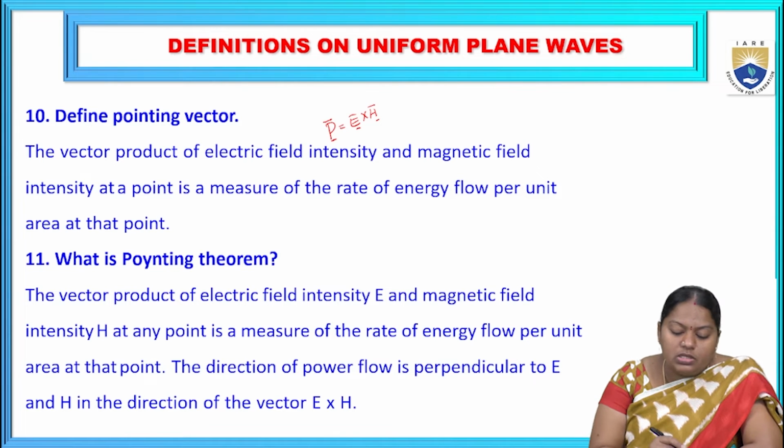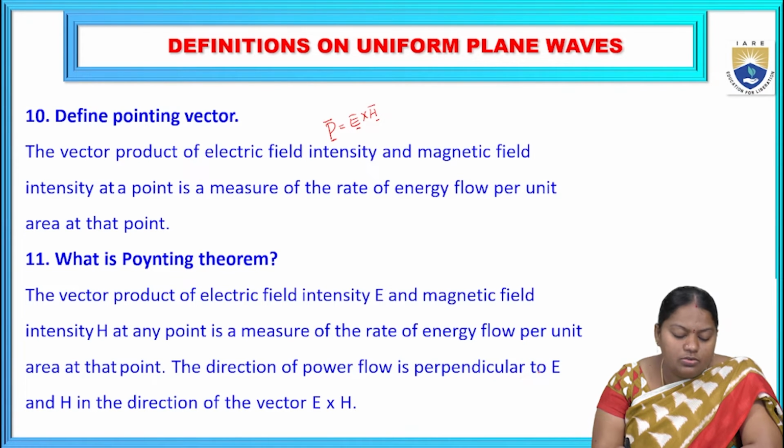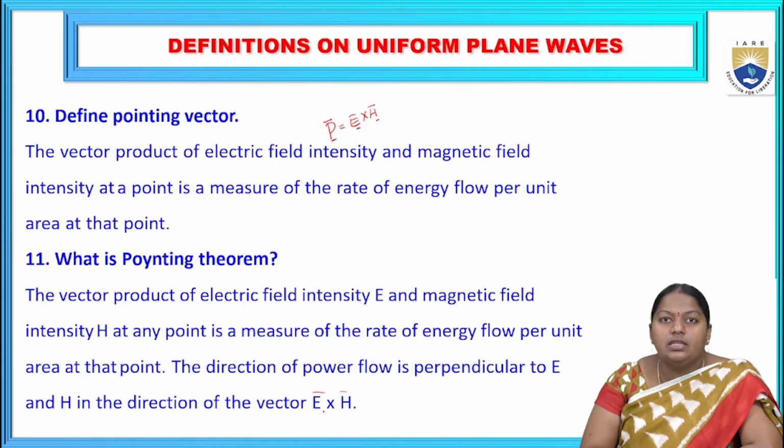The vector product of electric field intensity E and magnetic field intensity H at any point is a measure of the rate of energy flow per unit area at that particular point, given by the Poynting vector, and the direction of power flow is perpendicular to E and H, in the direction of the vector E cross H bar. It's given by Poynting theorem.